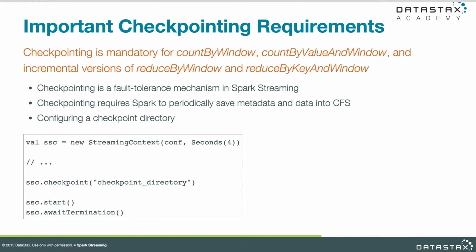You enable checkpointing by calling the checkpoint method and passing it the directory where that stuff will get written, and then start your application and let the streaming go on. We will treat checkpointing separately, but you should know that it's required for your streaming application to work.